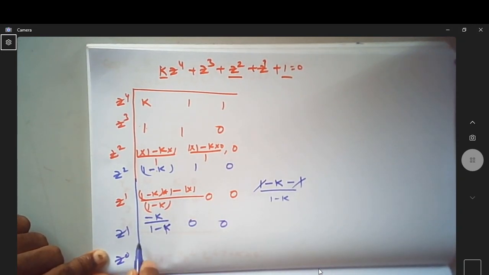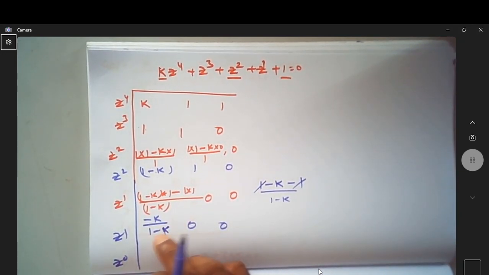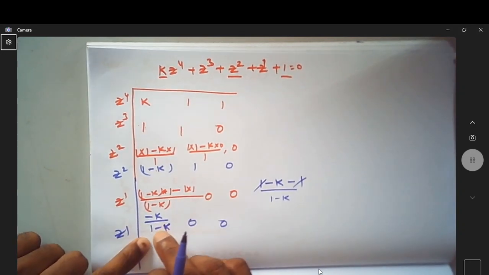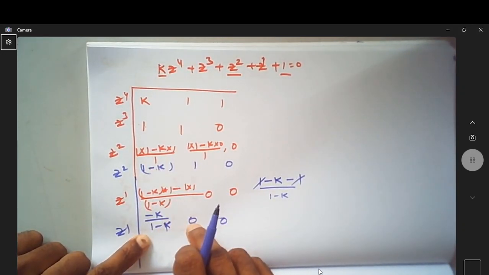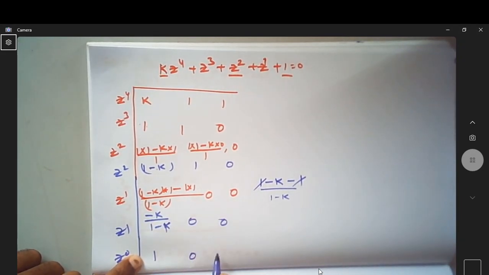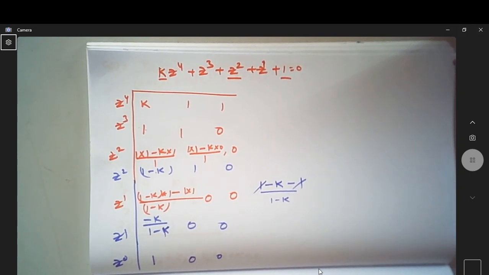And what is z power 0 now? This is this into this minus this into this, so this is actually 1, 0, 0.